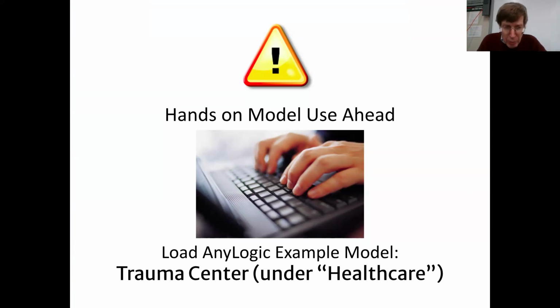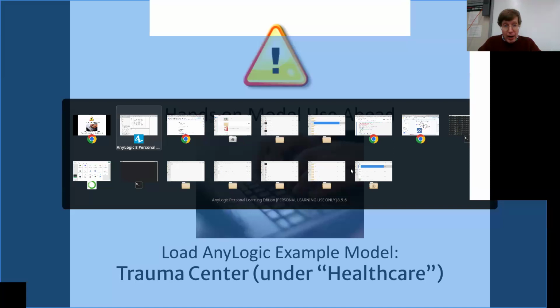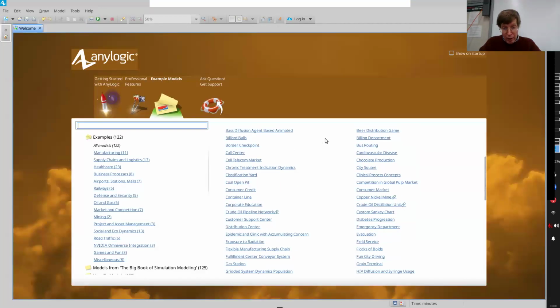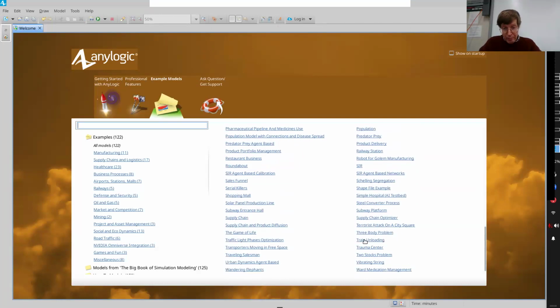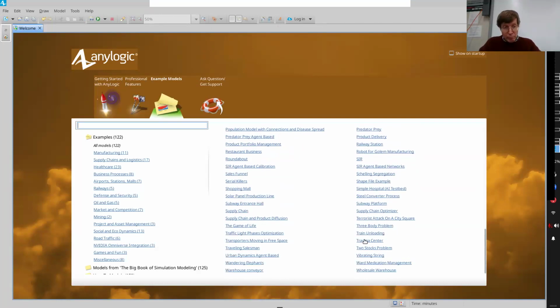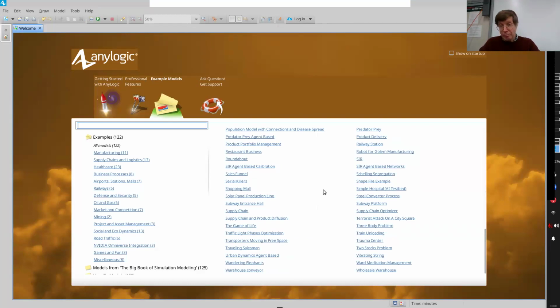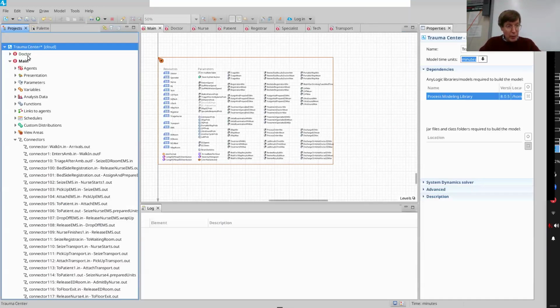Okay, so I've talked a bunch here. Let's go open a model. I've sort of gestured at some things. I'd like you to go to help, example models, and scroll down to Trauma Center. It should be down here. So again, I'm looking at these examples over to the right here. And if you open Trauma Center, you should get something such as this opened.